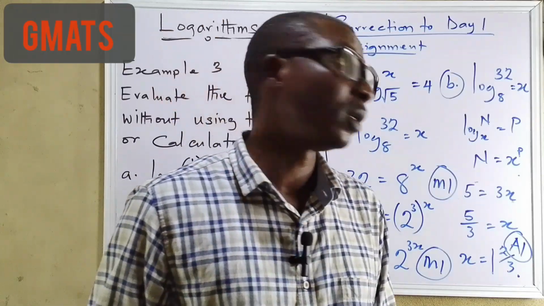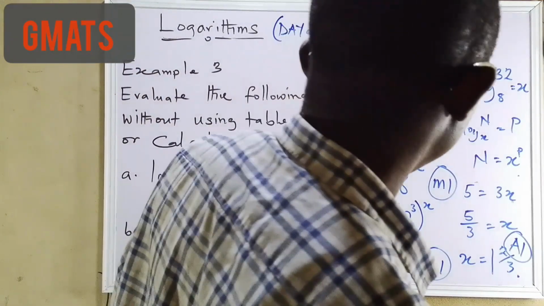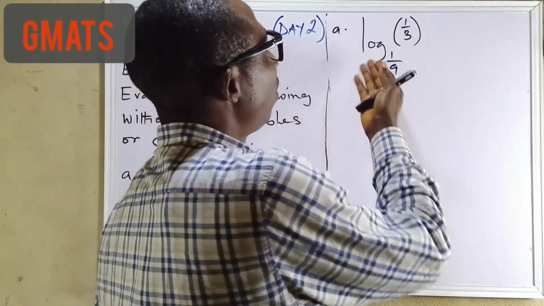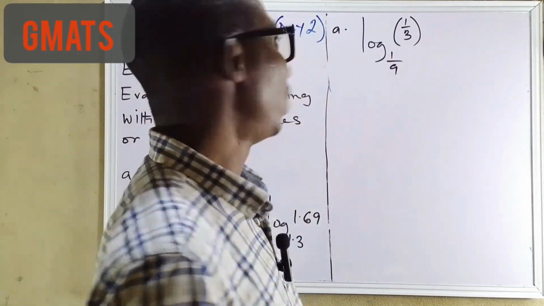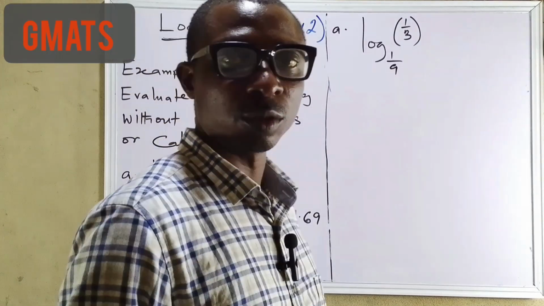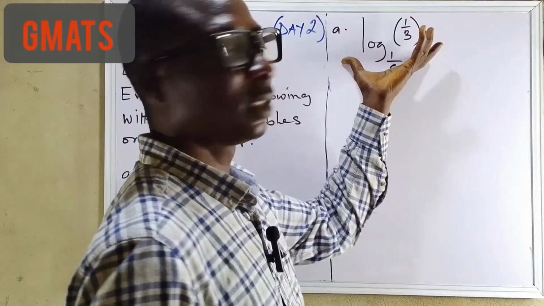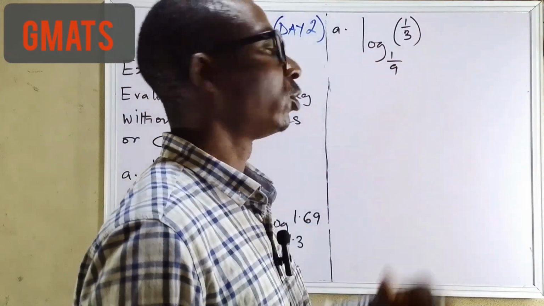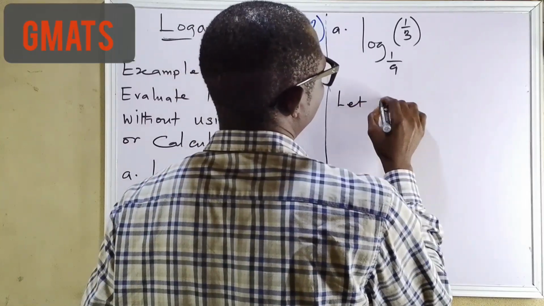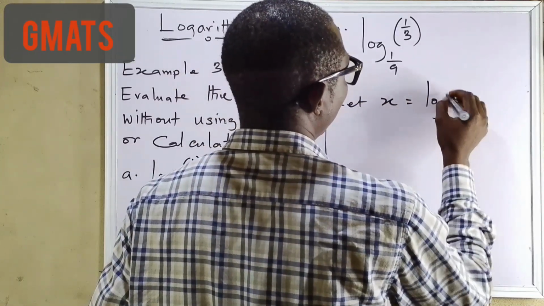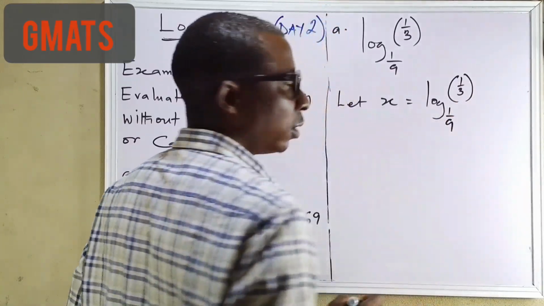Thank you. Now let us move on to the question for today, example 3. We have log of 1/3 base 1/9. We are to evaluate this. So how do you do this? The first thing is to equate this expression to a letter. So you start by saying let x equal log of 1/3 base 1/9. You get that?